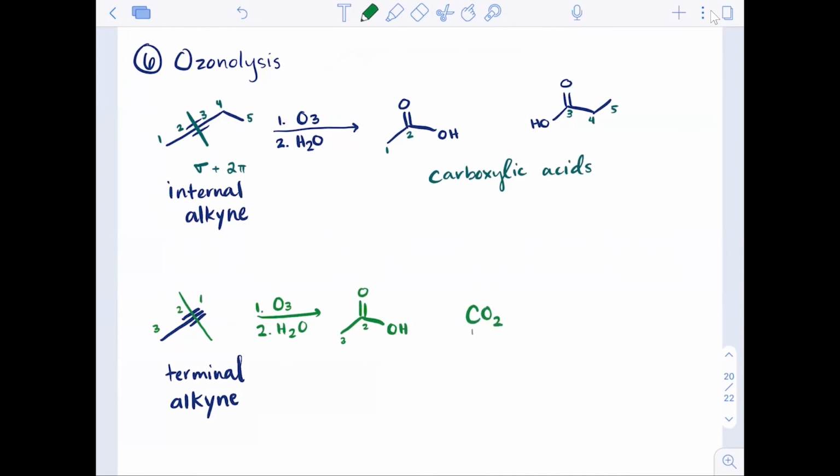This is carbon number 1. I just wanted to make that atom count a little bit smaller, and it does bubble out of solution. So terminal alkynes can undergo ozonolysis to make carboxylic acids and carbon dioxide. So carbon number 1 being at the end there gets fully oxidized, as many oxygen bonds as you can imagine, which would be carbon dioxide.